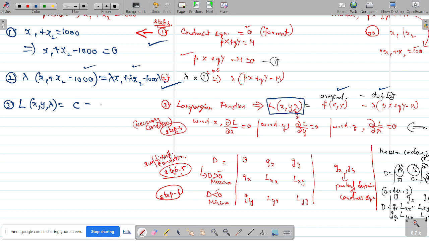Minus the lambda function, this one. So lambda function is x1 plus x2 minus lambda. Sorry, minus 1000 into lambda.